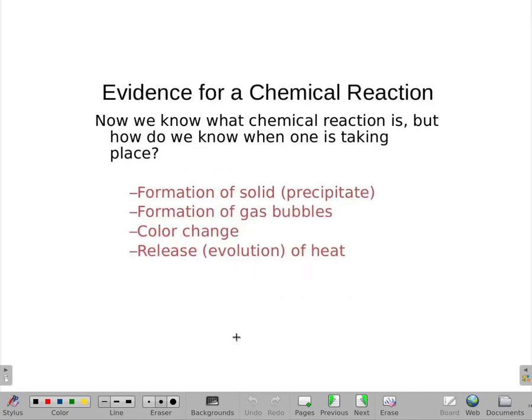There is more than just gases being produced to let you know there is a chemical reaction. All of these on this page are examples, but they're not the only things. For the most part, we can safely say if you see any of these, you are seeing a chemical reaction. First, formation of a new solid: you might mix two liquids together and out comes a solid. That would have to be a chemical reaction.